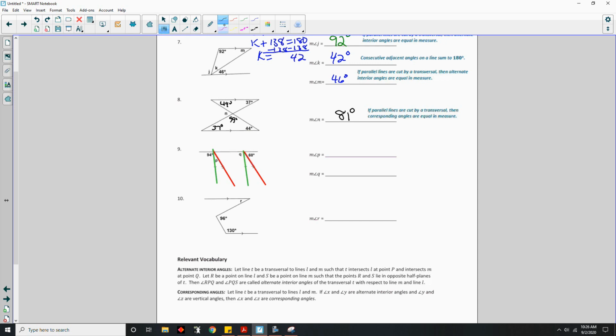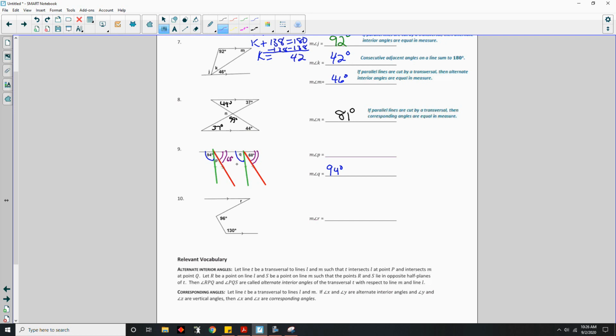So, this is 94 degrees. It's going from my transversal to the green, from my transversal to the green. Same side of the transversal, both obtuse, both on the left side of my green parallel lines. They are corresponding angles, so Q is 94 degrees. This angle here and this angle here are corresponding, so this is 68 degrees.